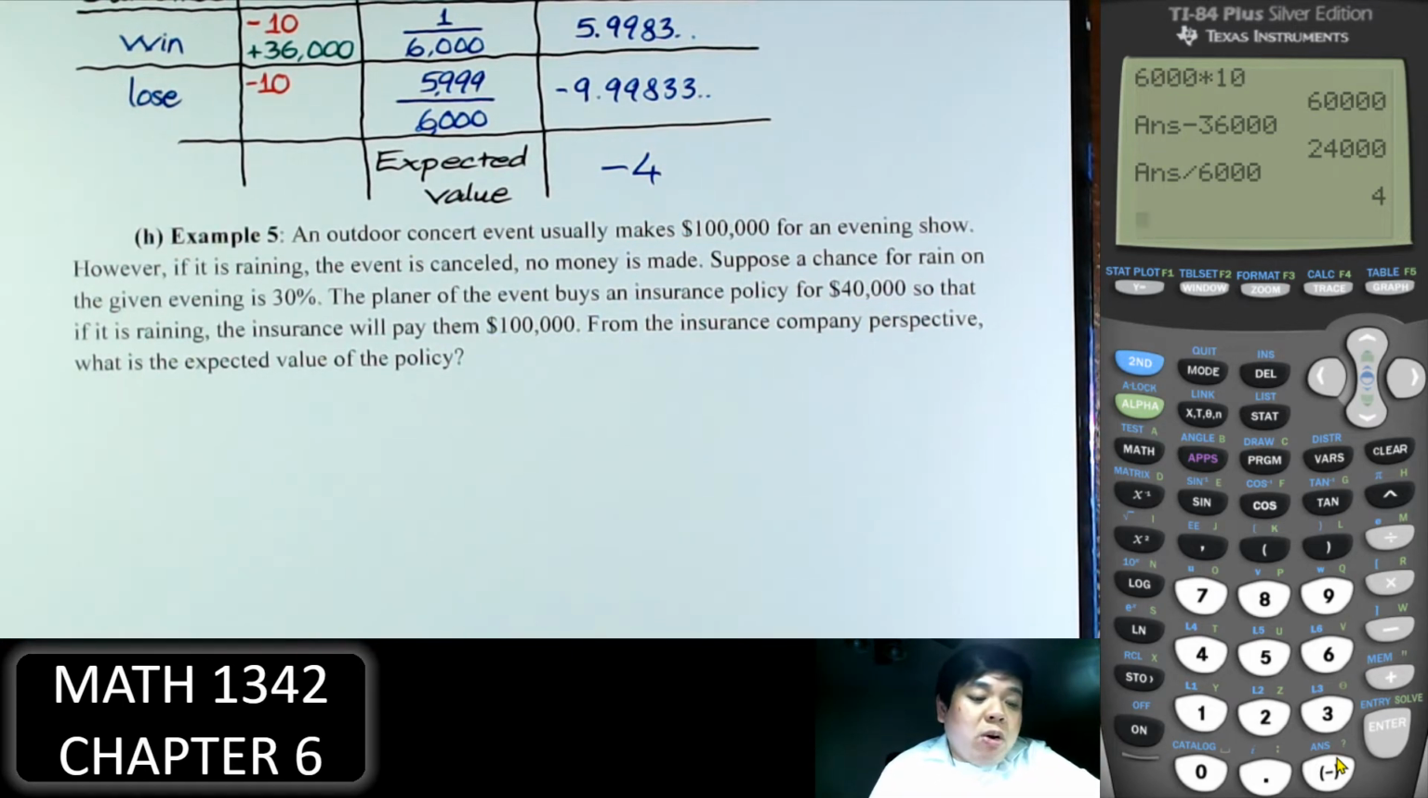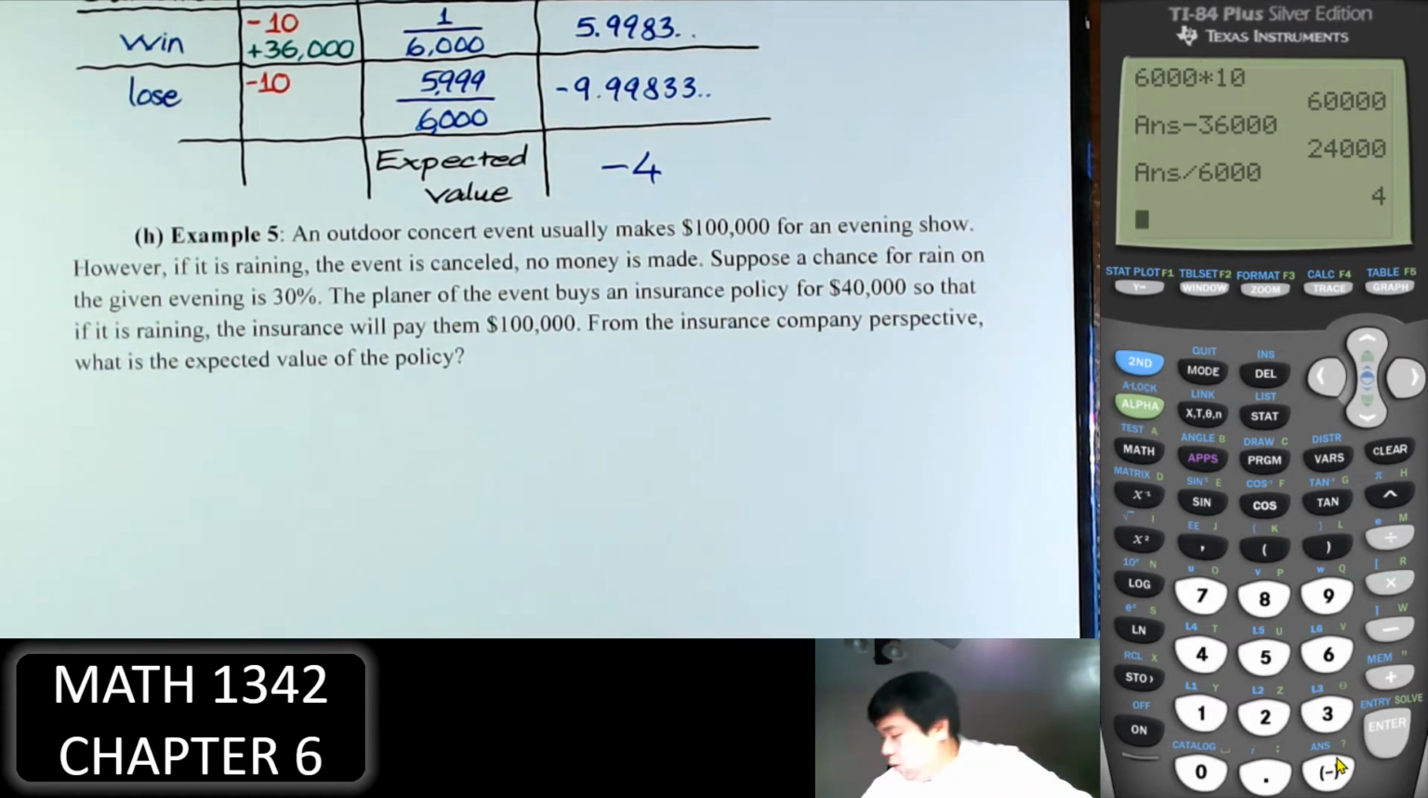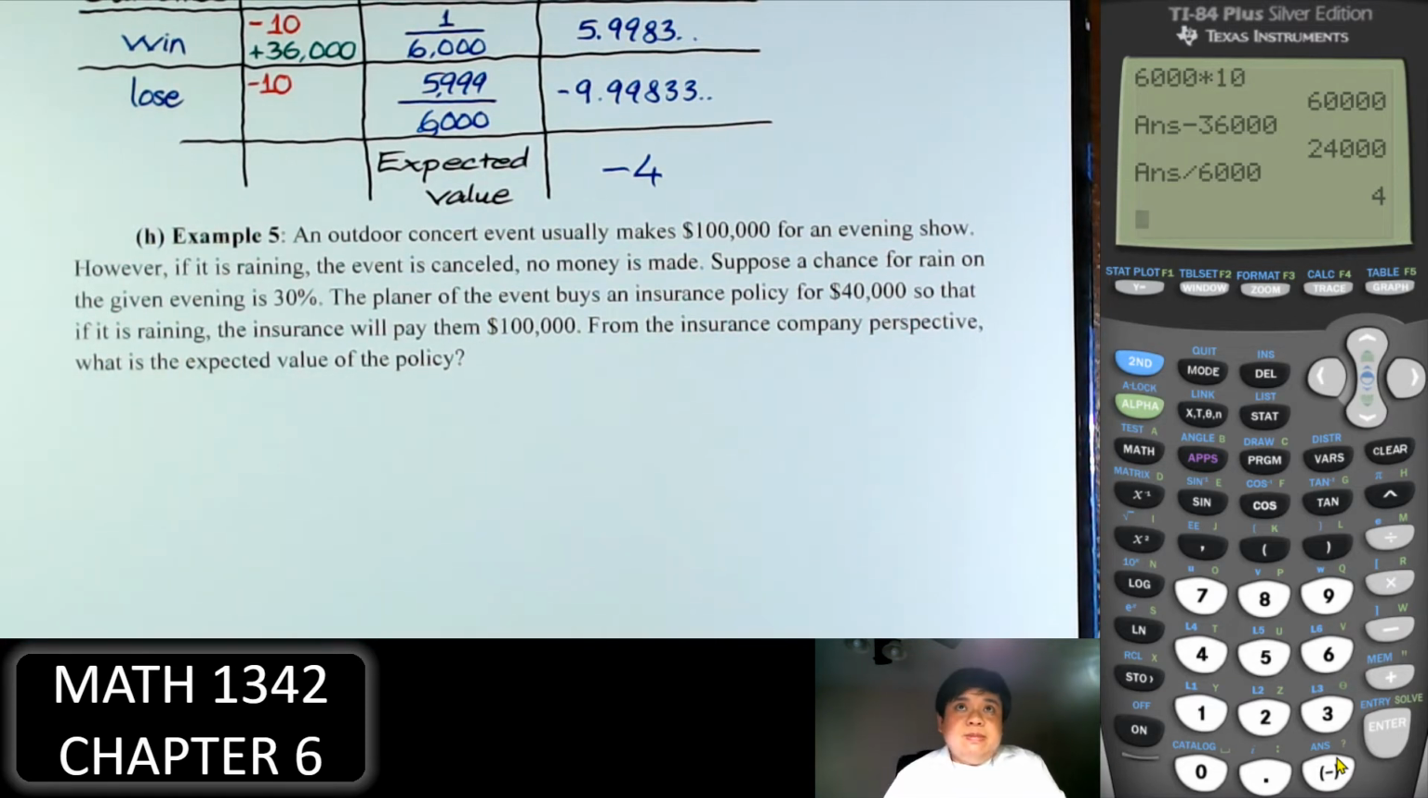Here's another example. An outdoor concert event usually makes $100,000 for an evening show. However, if it is raining, the event is cancelled and makes no money. Suppose the chance of rain on the event is 30%. The planner of the event buys an insurance policy for $40,000, so that if it is raining, the insurance will pay $100,000. From the insurance company's perspective, what is the expected value of the policy?